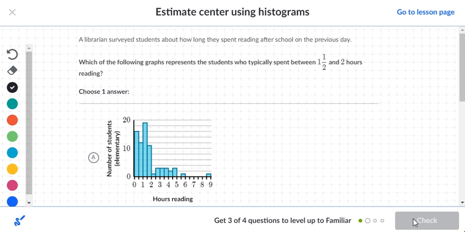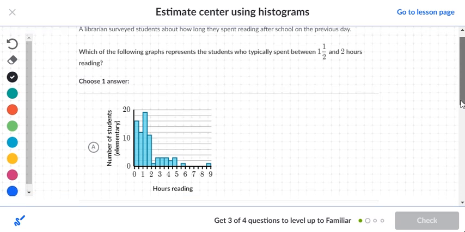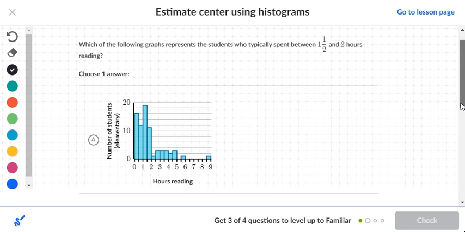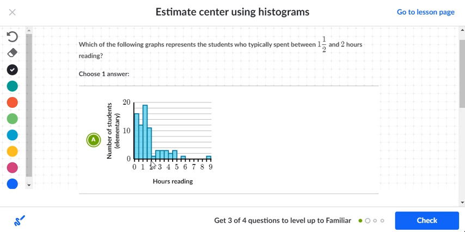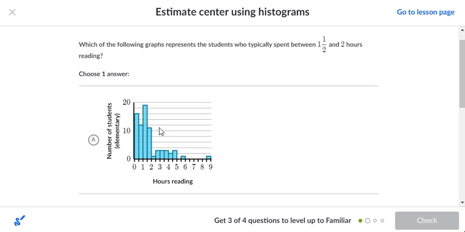A librarian surveyed the number of students about how long they spend reading after school on the previous day. Which of the following graphs represents the students who typically spend between 1.5 hours and 2 hours? So we want to figure out the total number that spends between 1.5 and 2 hours. So which one typically spends the most there? So right here, this would be the graph of it right there.